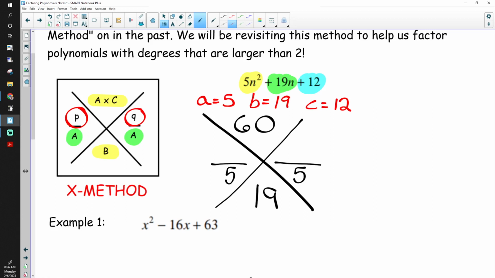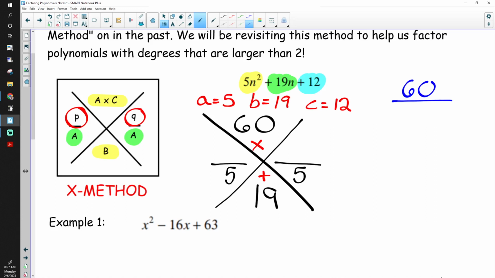The two numbers that go on top of both sides have to multiply together to give us 60, and they also have to add up to the bottom. So those two numbers have to multiply to 60, and they have to add up to 19. Maybe you did save your cheat sheet that has your factors for 60. A good method is, off to the side, making a list of numbers that multiply to 60.